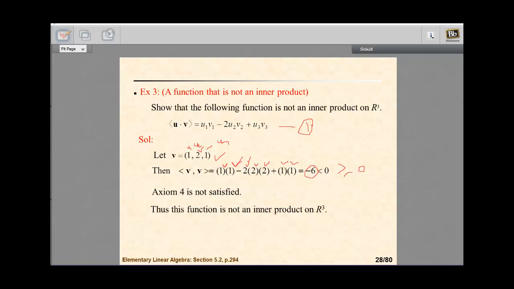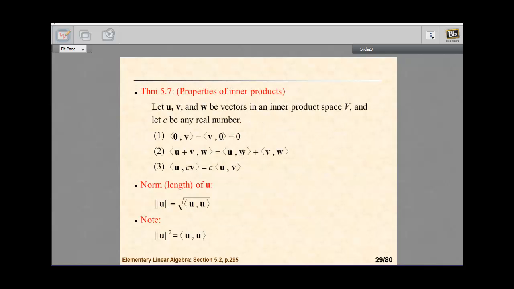So it is not the inner product. So axiom number 4 is not satisfied. Thus this function is not an inner product in R3.